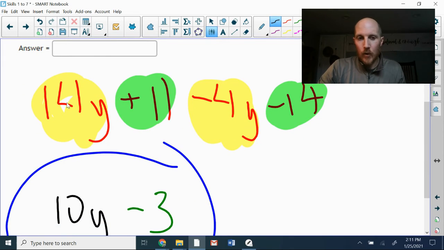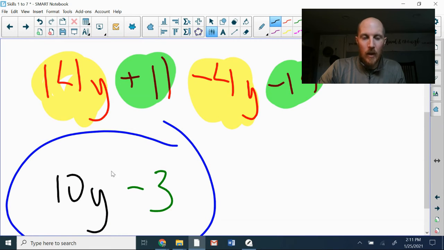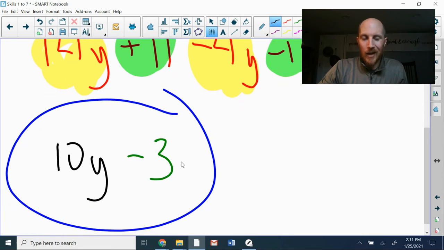So negative 14y minus 4y is going to give me negative 18y in the end. And then the two that I highlighted in green, those are my numbers, positive 11 and negative 14. I'm going to add those together. 11 minus 14 gives me negative 3. And that expression is my final answer. It's going to have two terms. You have a y term and a number term.